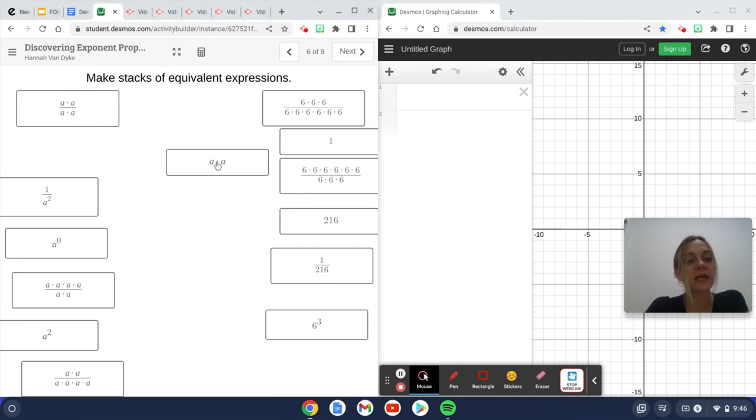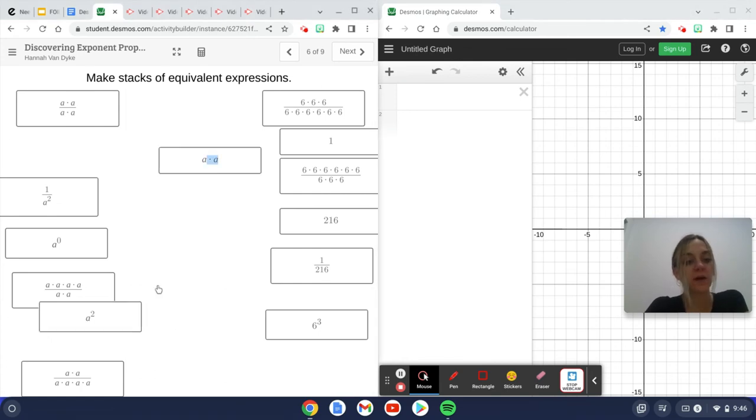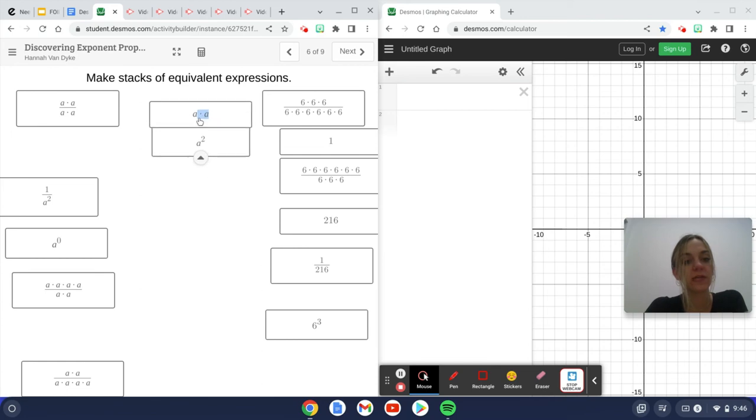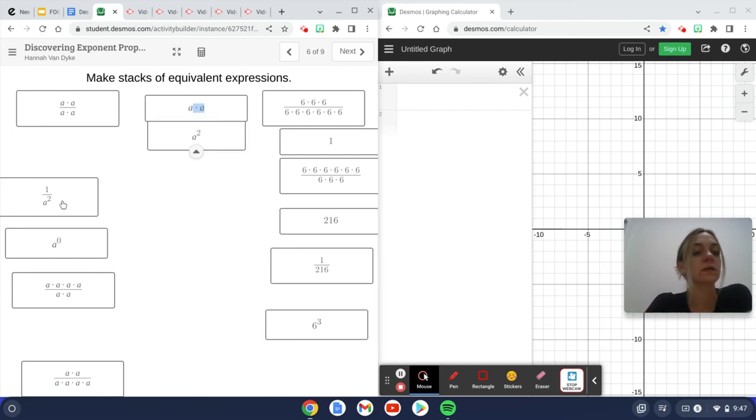I'm going to start with this guy here, a times a. It's going to be a squared. So stack those together. 1 over a squared is not going to give me the same answer, so not going to worry about that. A to the 0 does not give me a squared. The numbers are literally different, so I'm not going to worry about that.